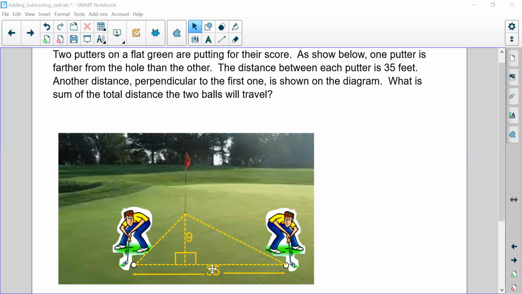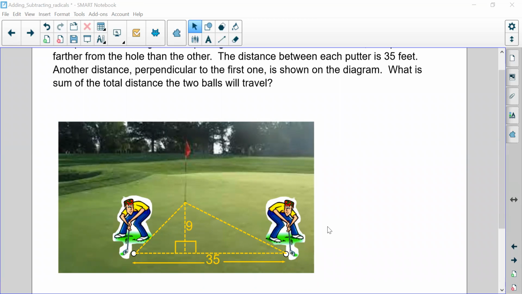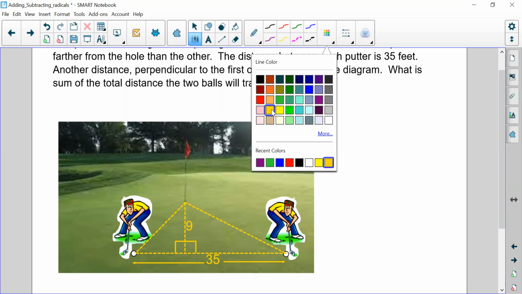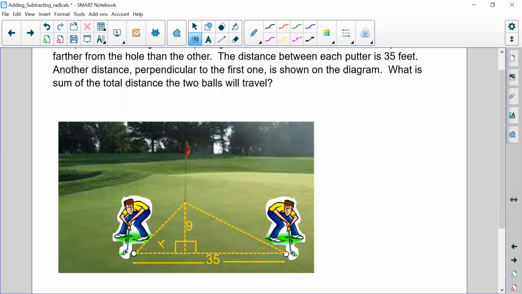And 35, what does 35 represent? It represents this entire leg, not just this little section. So if I want to find this distance, I need to take this leg, which is less than 35, right? Because the whole big thing is 35. So it's got to be less than 35. I don't know how much less, but some amount. And that's where the x value comes in. So I'm going to mark this as x.